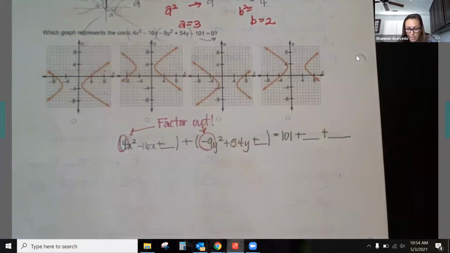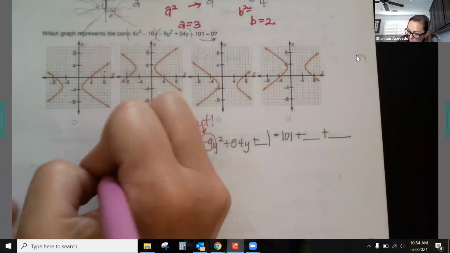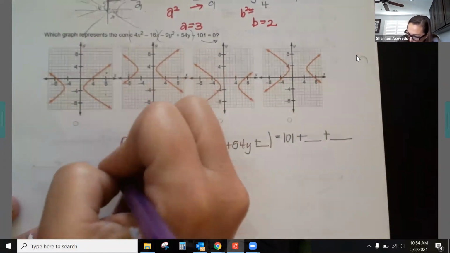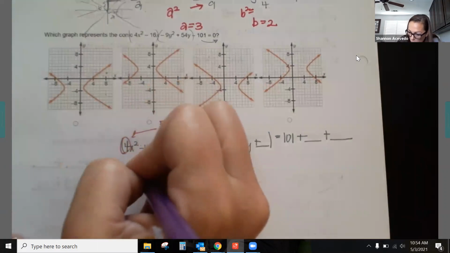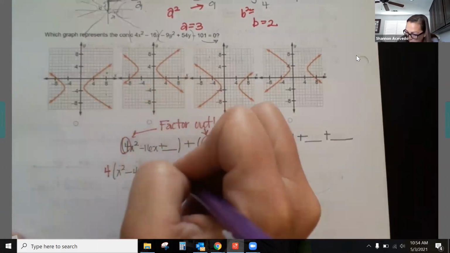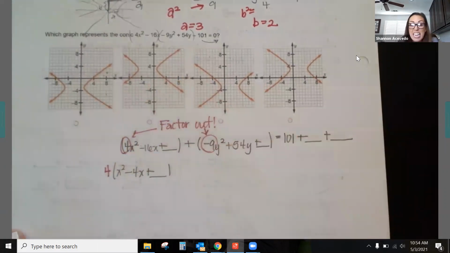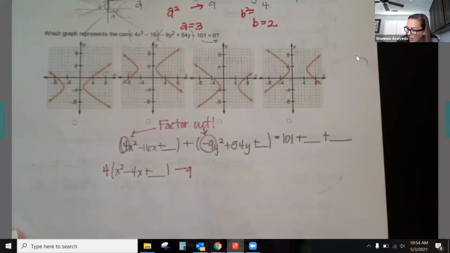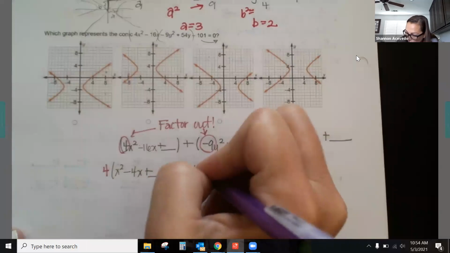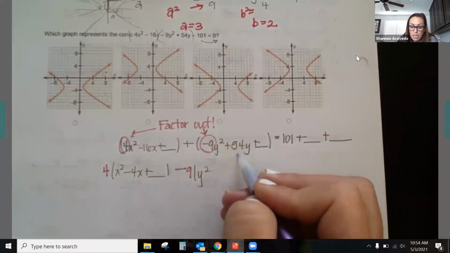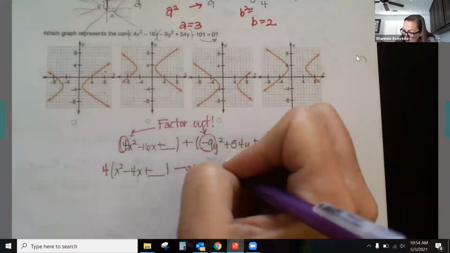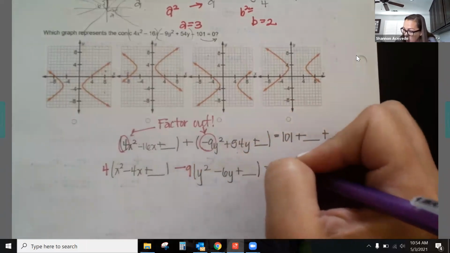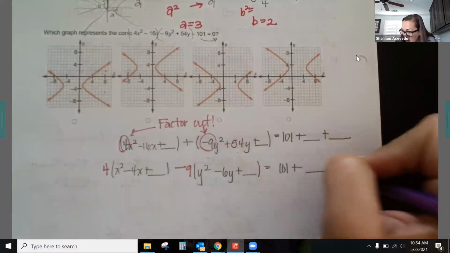When I factor this out, I'm going to pull out my 4, and I'm left with x squared minus 4x plus blank. I'm going to factor out a negative 9. So it's going to be minus 9 times y squared, and when I pull out a negative 9 here, that's going to leave me with negative 6y plus blank is equal to my 101 plus my 2 blanks.